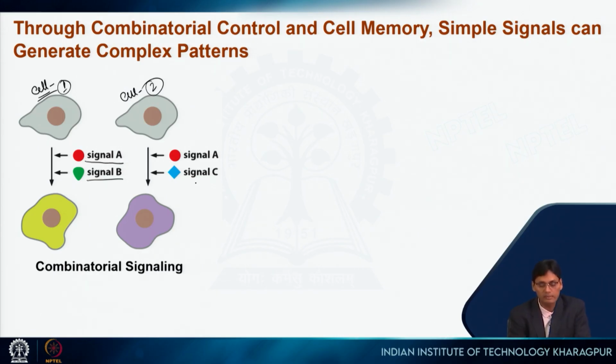So as a result of that, these two cells are now different. Their properties will be a little different also. This is what I am trying to explain to you as combinatorial control.